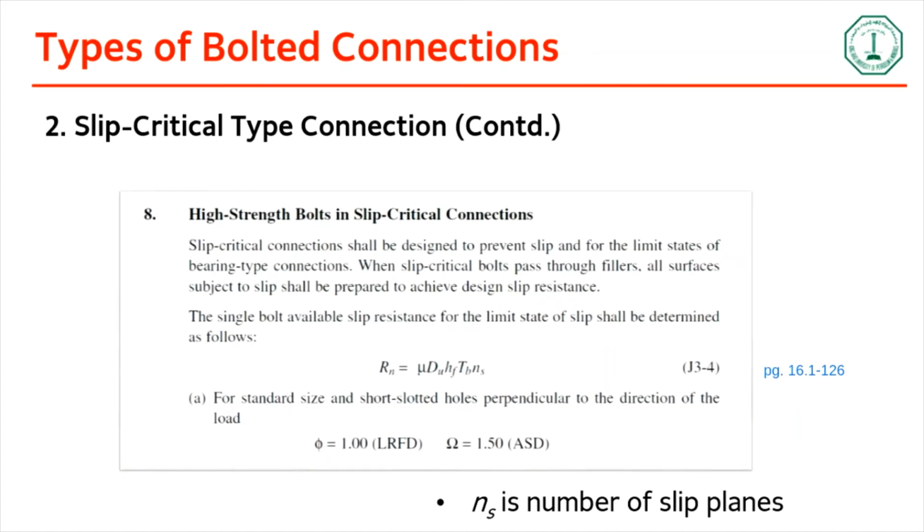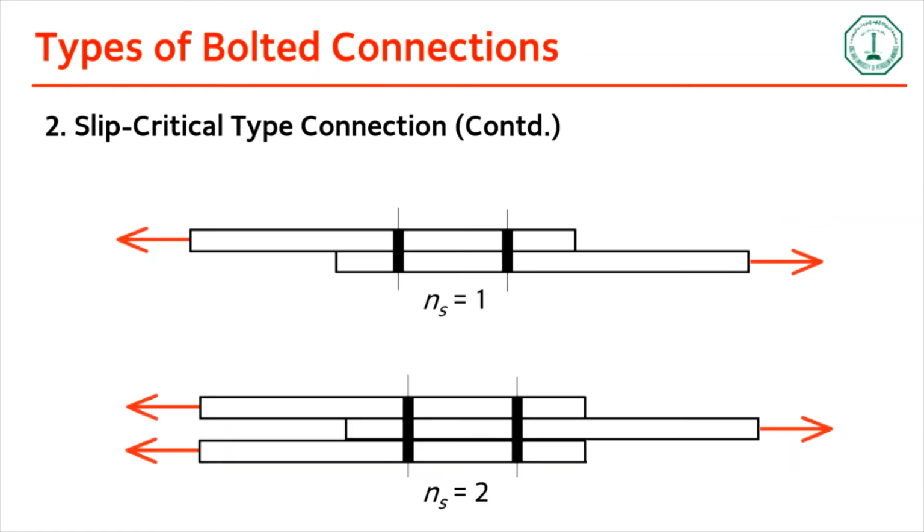Okay, now the last term here is ns. ns is the number of slip planes that are involved. For example, in this case, what is the value of ns? In the above figure, the value of ns is 1 because there is one slip plane involved. Okay. Now in this case, where you have three plates, the value of ns is 2 because there are two slip planes involved. Okay. Is it clear? Do you have any questions here?